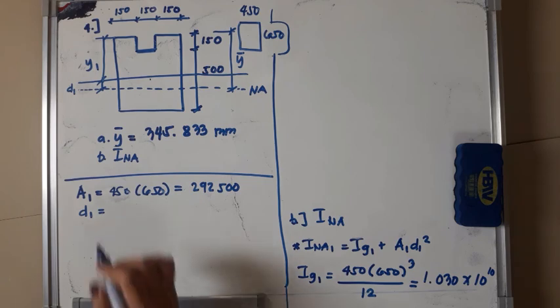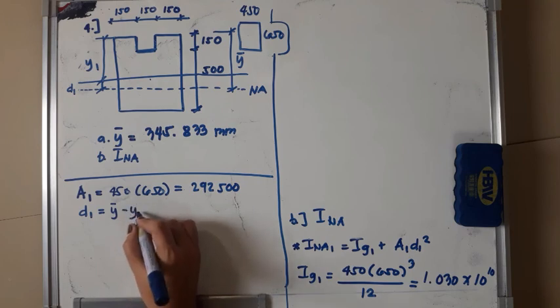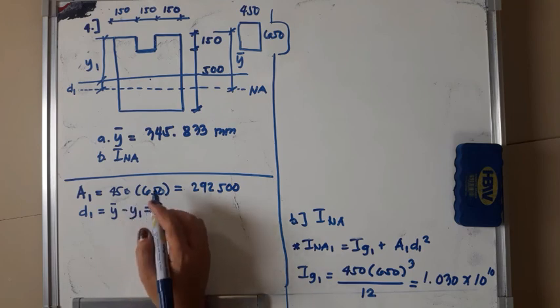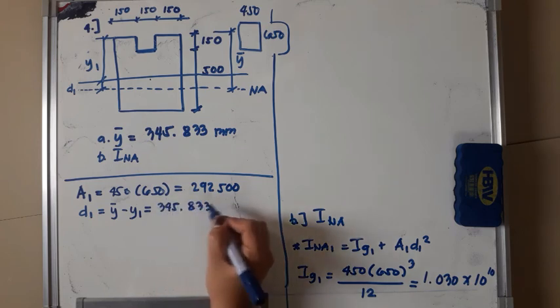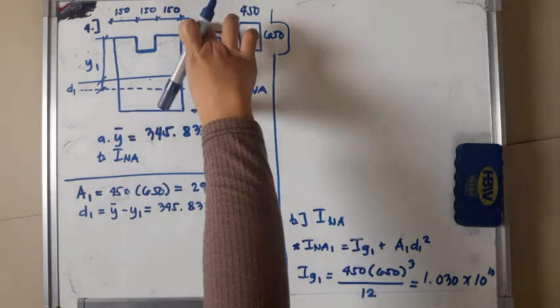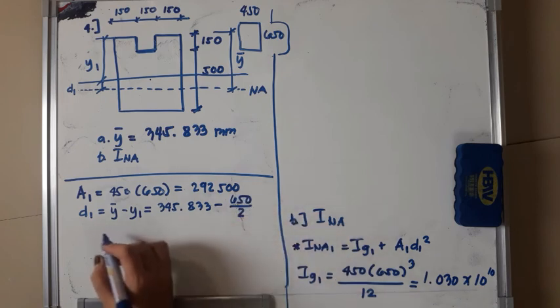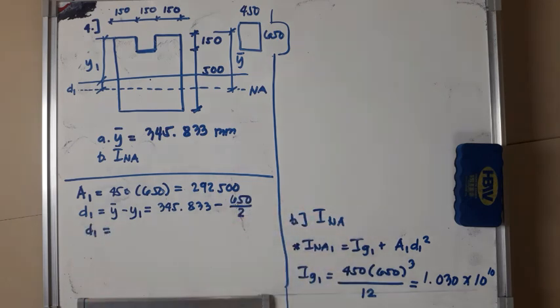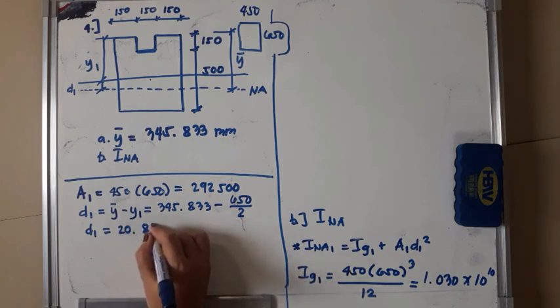Okay, so our D1 is bar Y minus Y1. Our bar Y is already solved: 345.833. Our Y1 is already solved in letter A. It is half of the total height, or 650 over 2. So D1 is 345.833 minus 325, so 20.833.